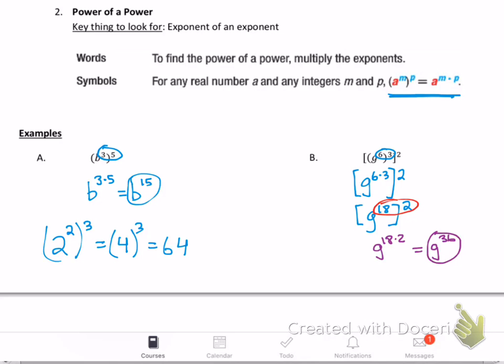Now, tomorrow I'm going to show you two more things. There's actually one more multiplication property, and then how to actually simplify these expressions. So this is just the first page of the notes. Tomorrow I will give you the second page, and we'll go over it as a class.